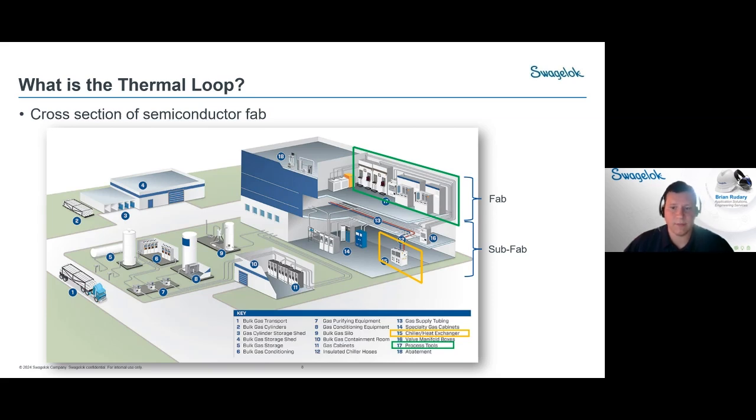Below that is our sub-fab area space, where you'll find all that different support equipment. Specifically, this is where the chillers are going to be installed, which is the heart and really a critical piece of our thermal loop subsystem.